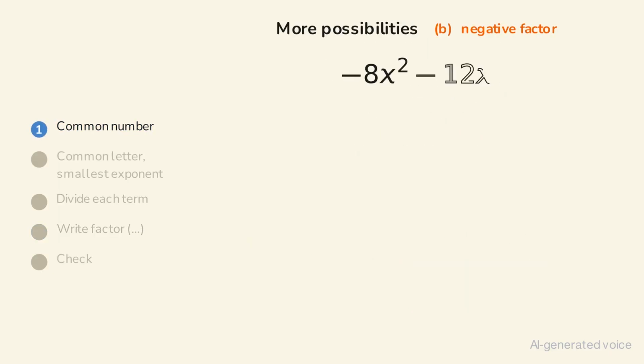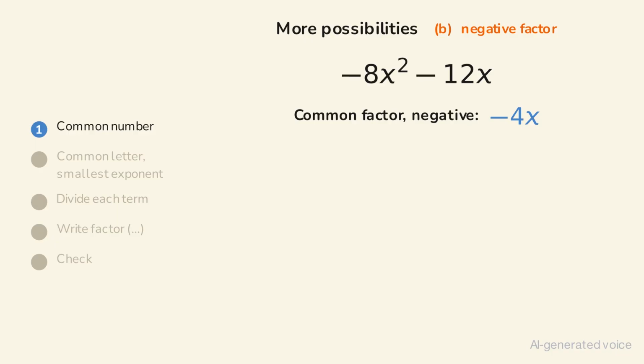Now an example with a negative factor. Look: minus 8x squared minus 12x. The largest number that fits into 8 and 12 is 4, and the common letter is x. But since both terms are negative, we also take the minus out, and the factor becomes minus 4x.